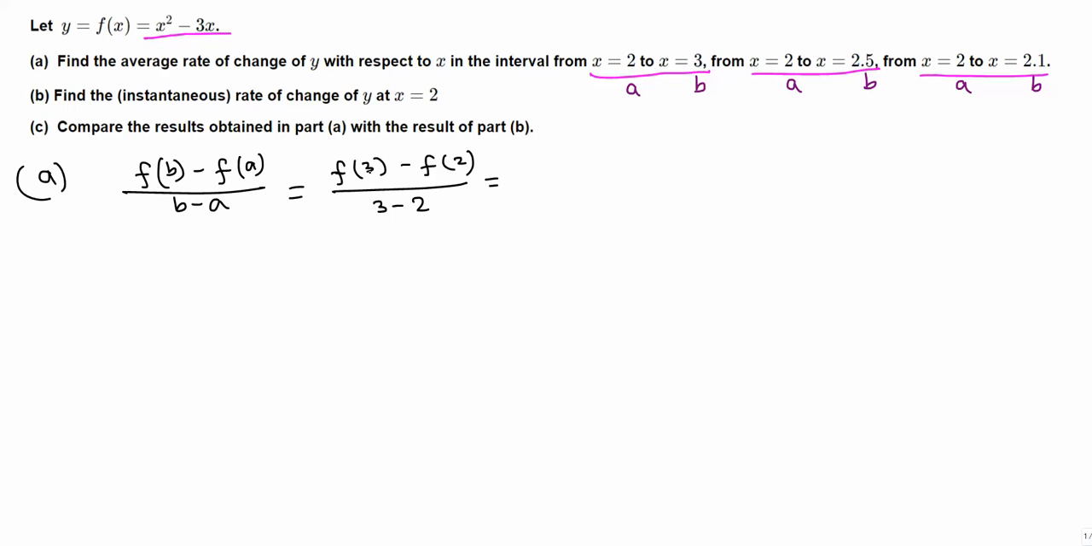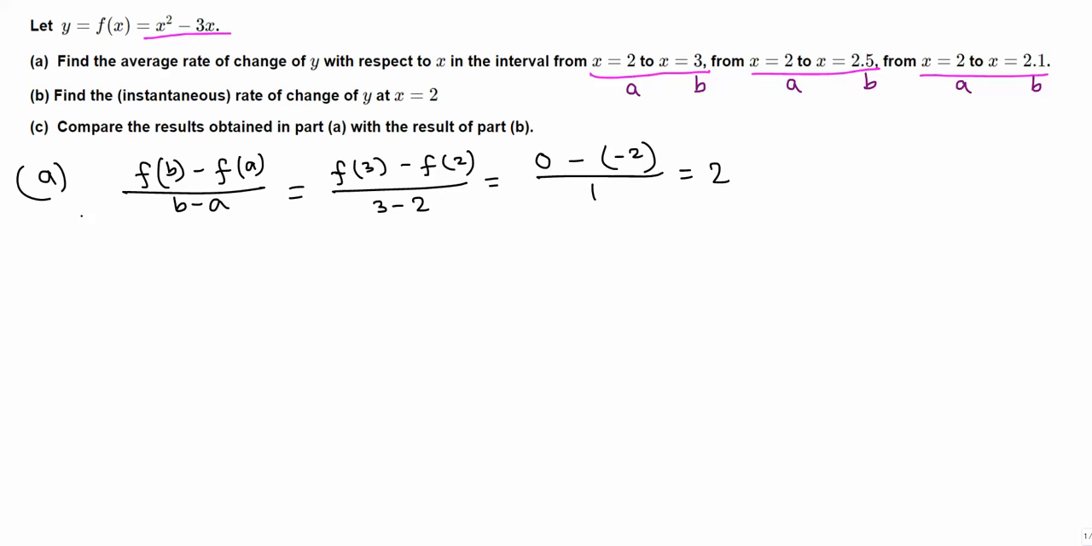f(3). So plug in x equals 3 here, x squared minus 3x, and use your calculator. 3 squared minus 3 times 3, 9 minus 9, 0. So this is 0 minus f(2). Evaluate the function at 2. Plug in x equals 2 here. 2 squared 4 minus 3 times 2, 6. 4 minus 6, negative 2. Over 3 minus 2 is 1. Negative, negative, positive 2. It's 2. So the average rate of change of y with respect to x in the interval from x equals 2 to 3 is 2.